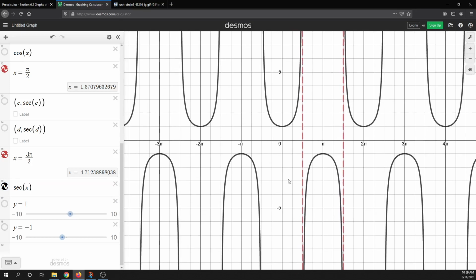All right, in the next video, we're going to talk about the cosecant function. It is very, very similar to the situation for the secant. Instead of being connected with the cosine, it is connected with the sine function.